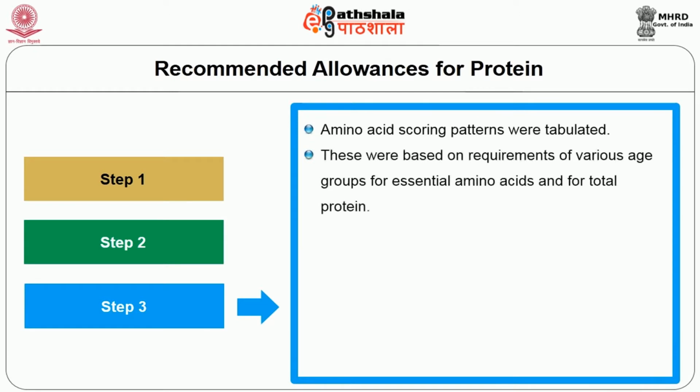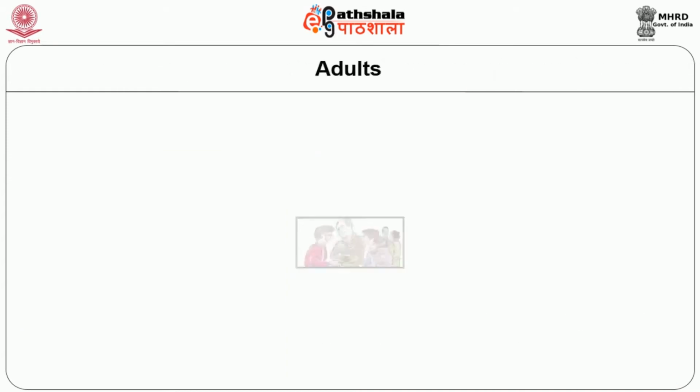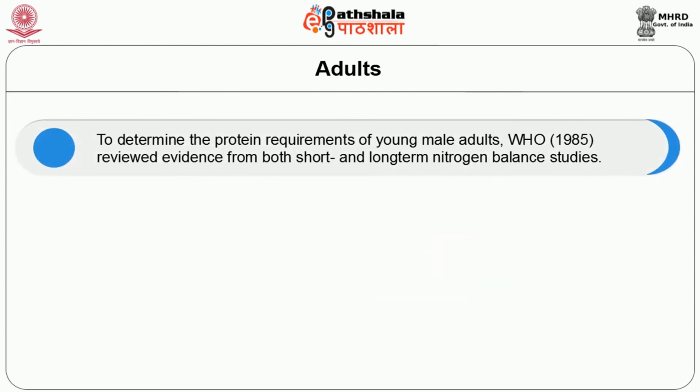These are based on requirements of various age groups for essential amino acids and for total protein. These patterns of requirement were reviewed in relation to the US food consumption pattern to determine if adjustments of the allowances for reference proteins would be warranted in establishing the RDA for protein due to amino acid composition or protein digestibility of food proteins consumed. Now let us learn about the requirement for reference protein and its variability.